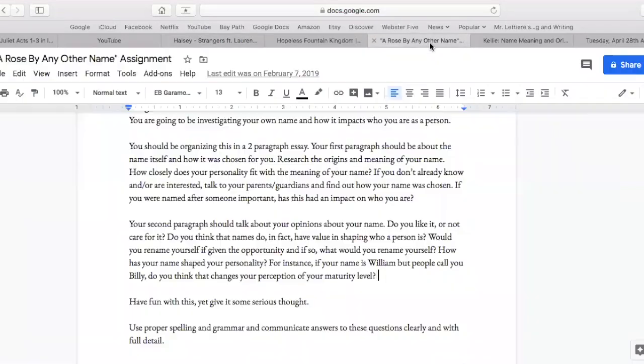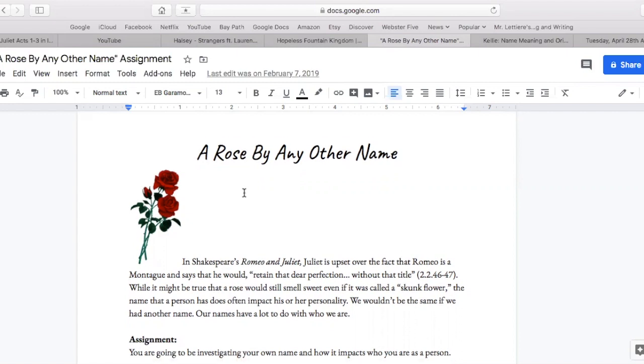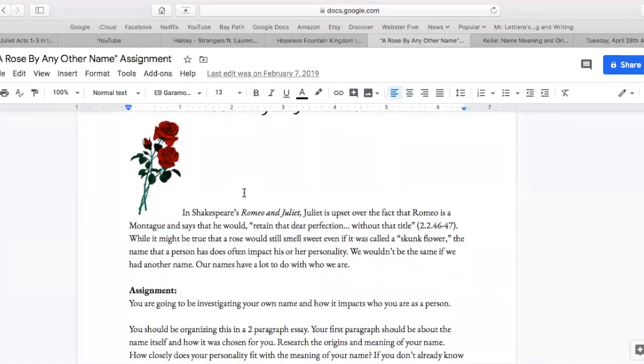So today's assignment, I call this assignment a Rose by Any Other Name assignment. And if you were with me in person, this is what we'd be doing. But for right now, we're going to do a modified version of this online. So a Rose by Any Other Name. In Shakespeare's Romeo and Juliet, Juliet is upset over the fact that Romeo is a Montague and says that he would, quote, retain that dear perfection without that title.